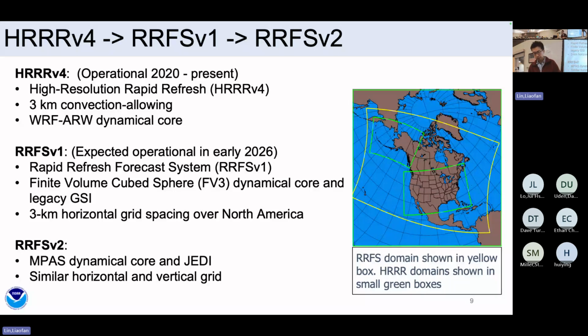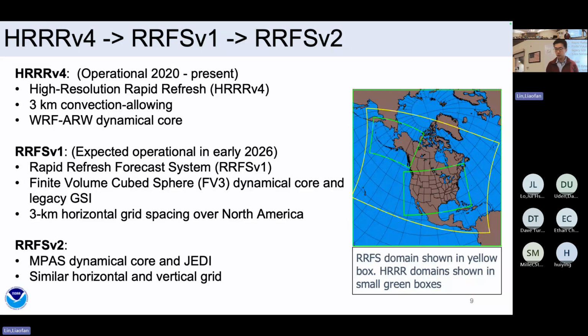Instead of WRF, it's using the FV3 dynamic core as well as the GSI data assimilation system. And it also runs at a 3 kilometer resolution. On the right, you can see the domain difference. The green boxes indicate the HRRR domains, while the yellow box indicates the Rufus V1 domain.